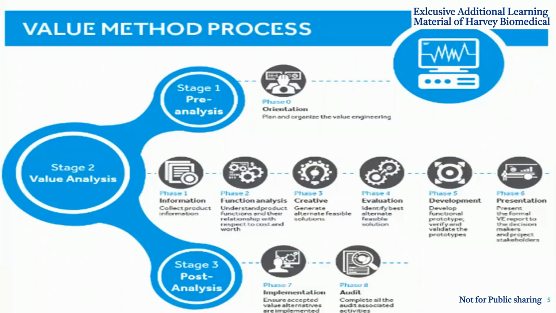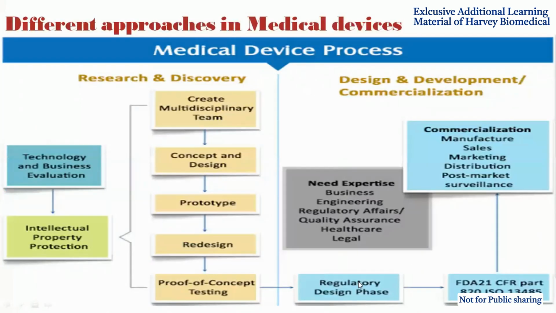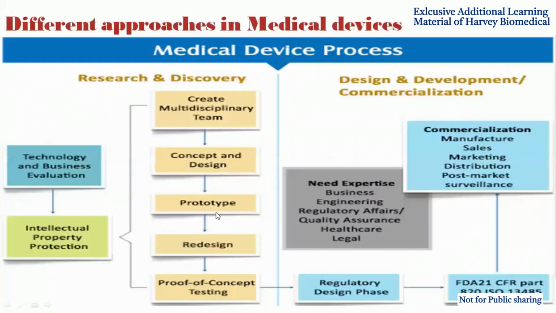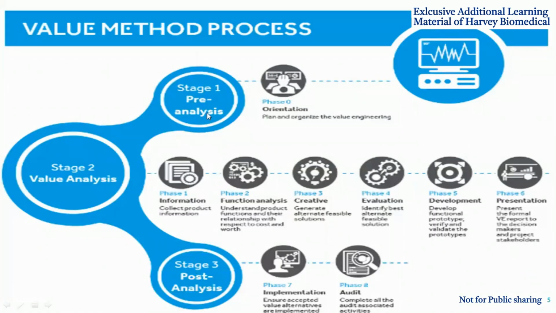This is only up to the design and development stage, and during all these stages we have to do testing, right? Without testing, it cannot go further. Testing means analysis. You see the value method process: in each phase we also have to see how we are creating the value analysis. Stage 1 pre-analysis, stage 2 value analysis, stage 3 post-analysis. That is why three analyses are there. Whenever it is the prototype or proof of concept testing time, we have to check the pre-analysis.